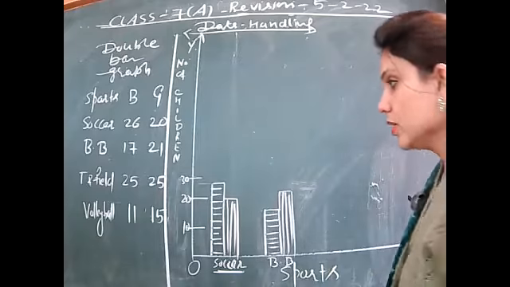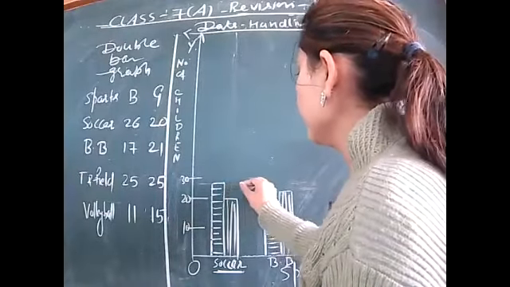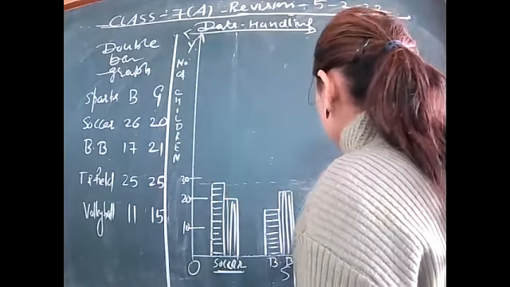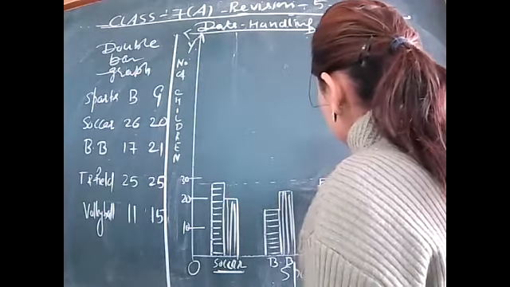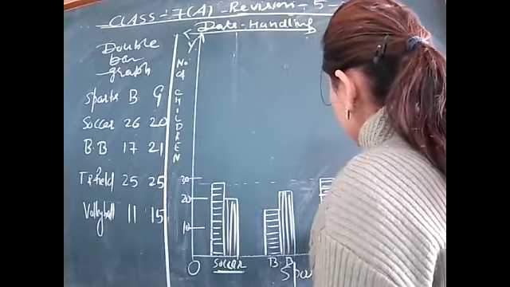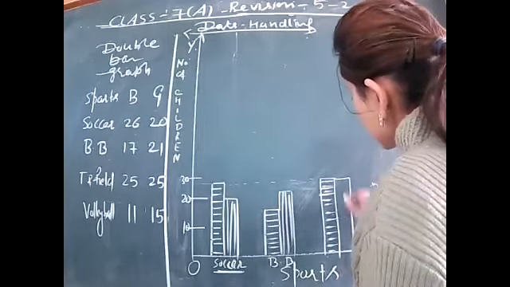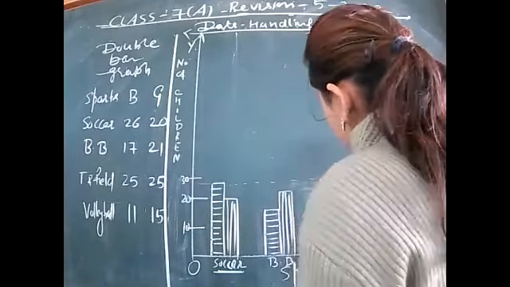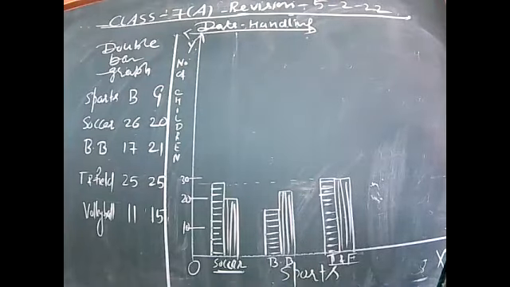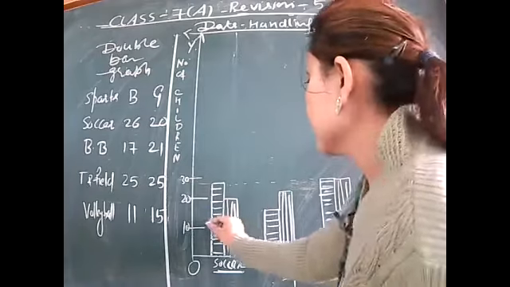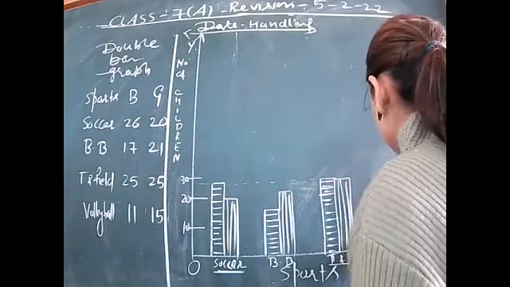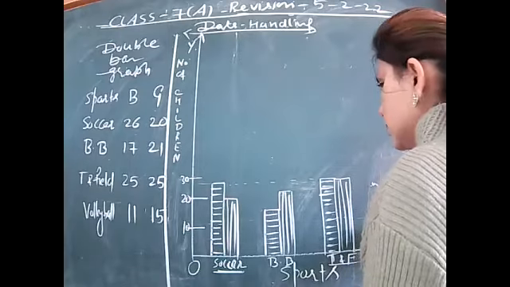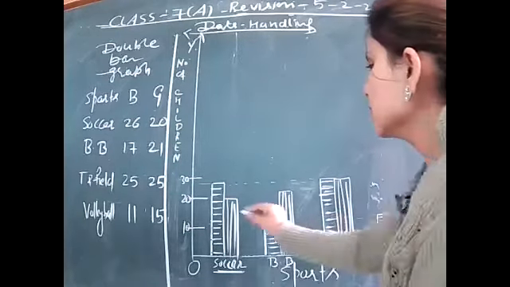This is track and field. Both the values are 25. 25 boys, 25 girls, track and field. And then leaving the same space, you are having volleyball, boys 11 and girls 15. After 10, 1. Girls 15.